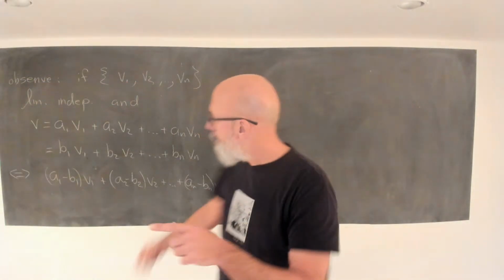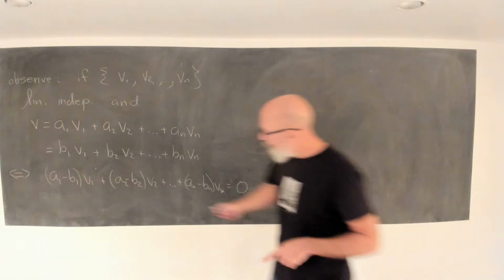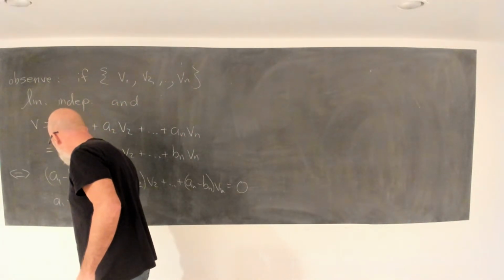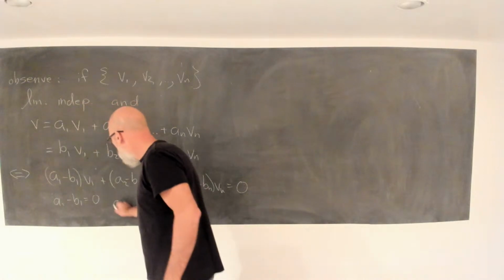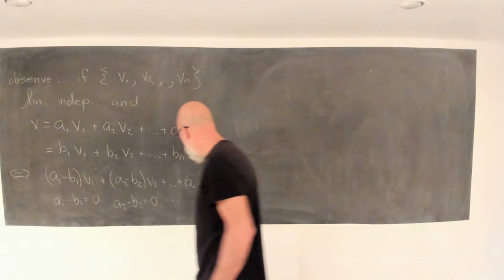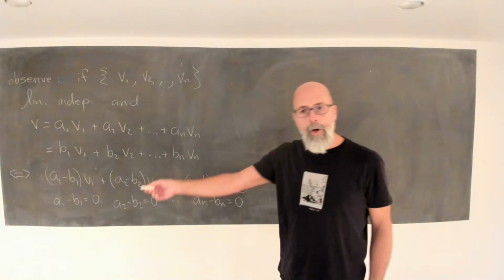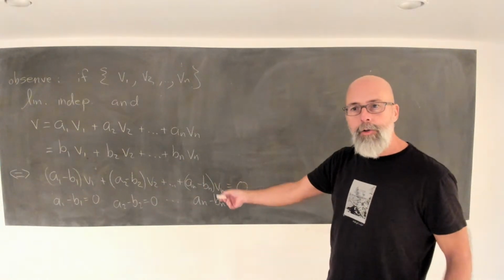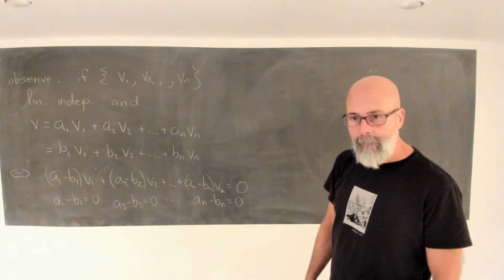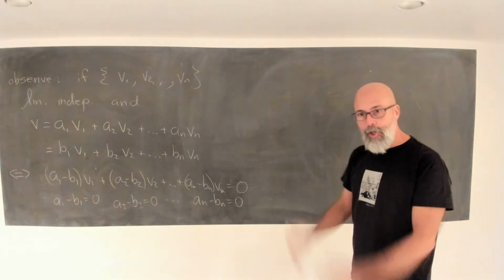And since the vi's are linearly independent, the only way that happens is if a1 minus b1 is equal to 0, and a2 minus b2 is equal to 0, and so on and so on. In other words, a1 is b1 and a2 is b2, and so on all the way to an is bn. So a very nice observation here.